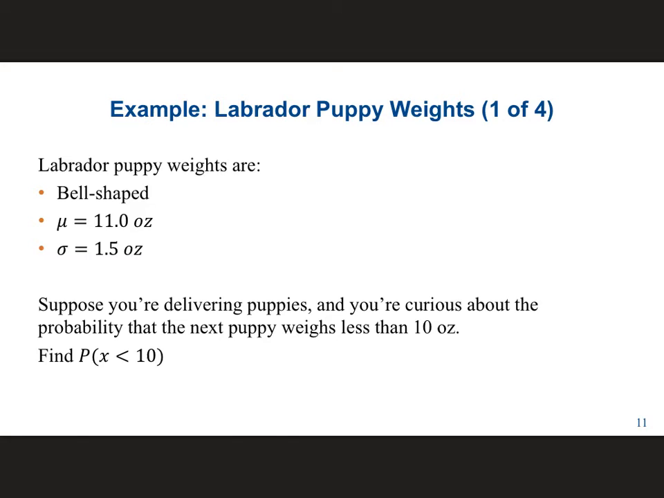Let's look at an example for Labrador puppies. So we have Labrador puppy weights that are bell-shaped. It has a mean of 11 ounces and a standard deviation of 1.5. Suppose you're delivering puppies and you're curious about the probability that the next puppy weighs less than 10 ounces. Find the probability that x is less than 10.